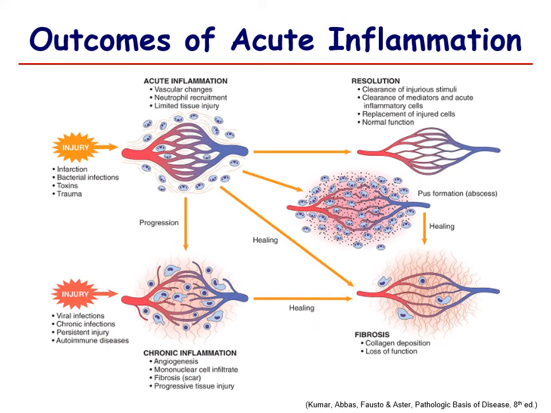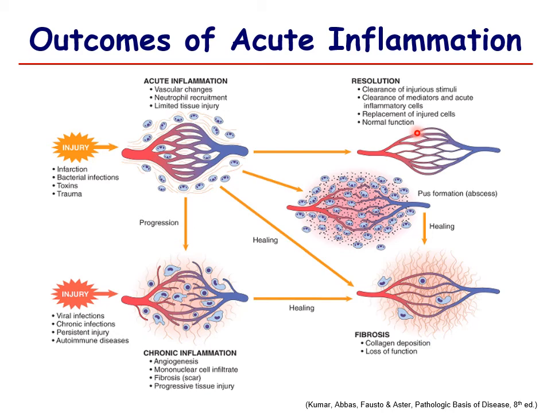Here are the different possible outcomes of acute inflammation. First, it may be completely resolved and the affected tissue regains normal function. It happens when there is effective clearance of injurious stimuli or offending agent, and also clearance of mediators of inflammation as well as inflammatory cells, and the injured cells are replaced with normally functioning tissue cells. And as a result, the normal function of the tissue is regained.